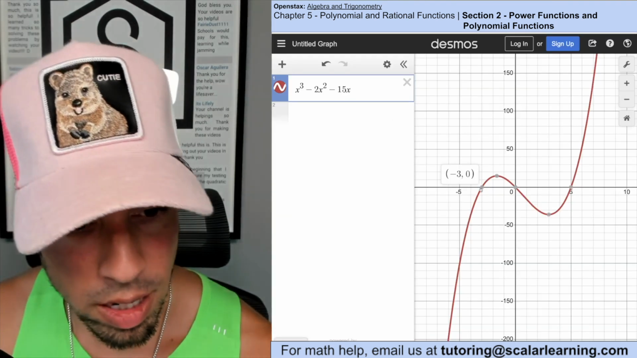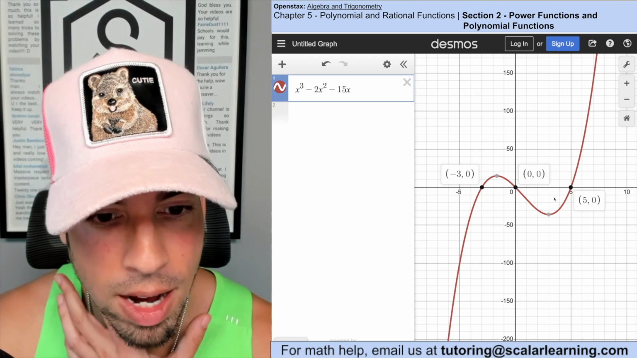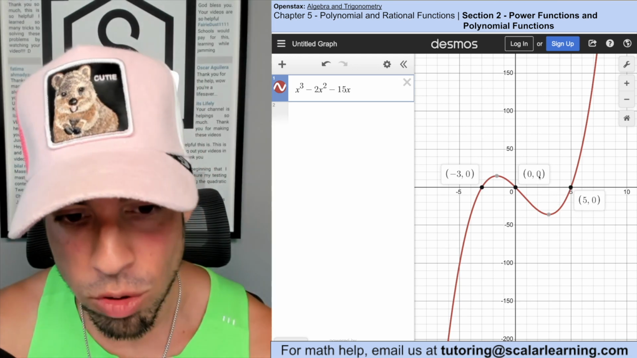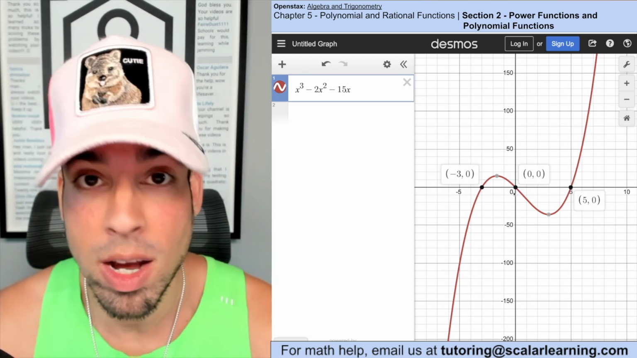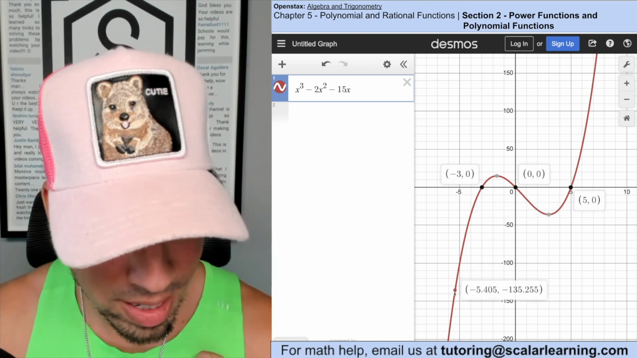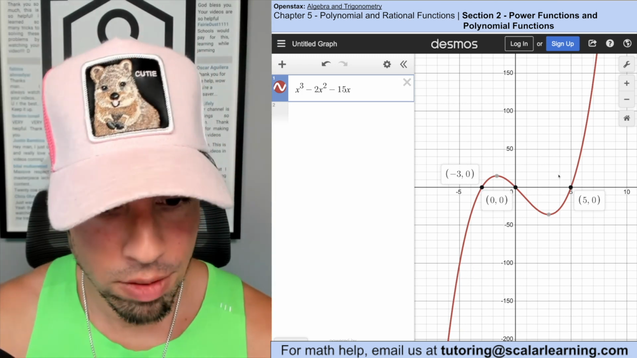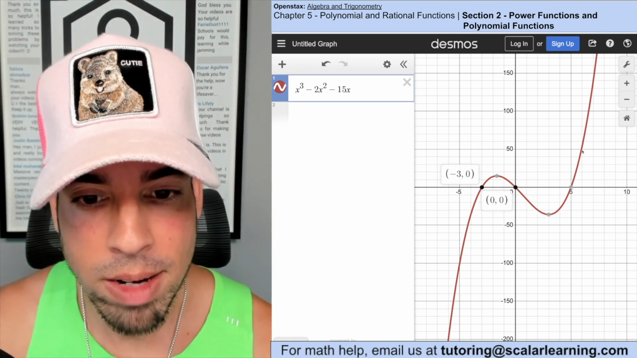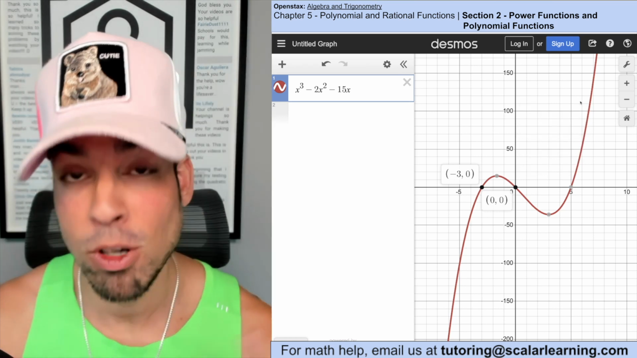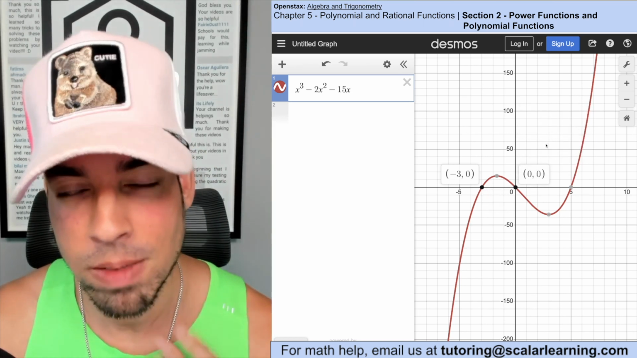So here we can see the x-intercepts are at negative 3, 0, 0, 0, and 5, 0. Okay, and that 0, 0 is also our y-intercept. It's also where it hits the y-axis, right? And then let's look at the end behavior. As x goes towards negative infinity, the function's going down, so it's also approaching negative infinity. As x goes to the right, meaning as it approaches positive infinity, the function value is going up. So that's also approaching positive infinity. So let's write that out.